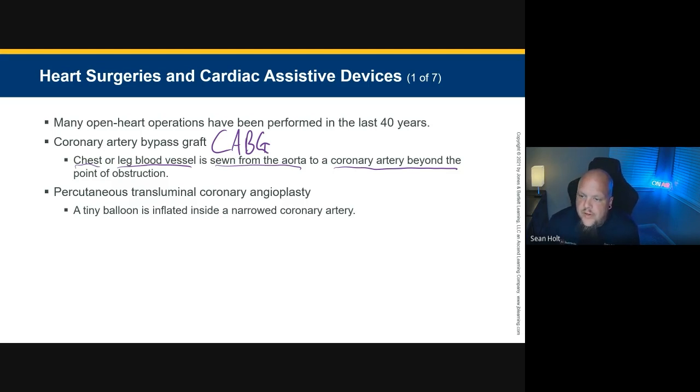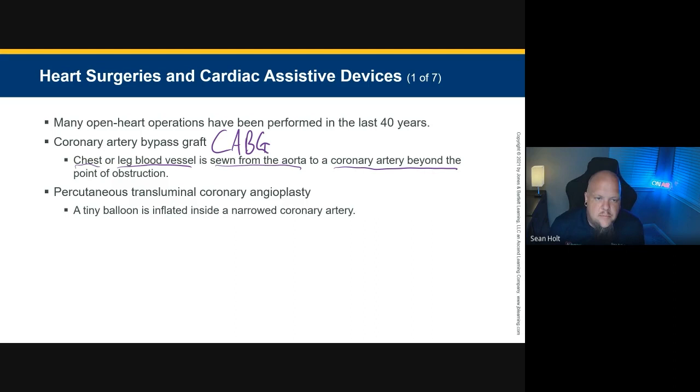Okay, so say the left main coronary artery has a blockage in it, they're going to connect a vessel that they pull from somewhere else in the body, usually the leg, and they're going to attach it to the aorta and put it around that blockage, route it around the blockage so that that vessel can still be perfused past that site. Okay. Percutaneous transluminal coronary angioplasty.